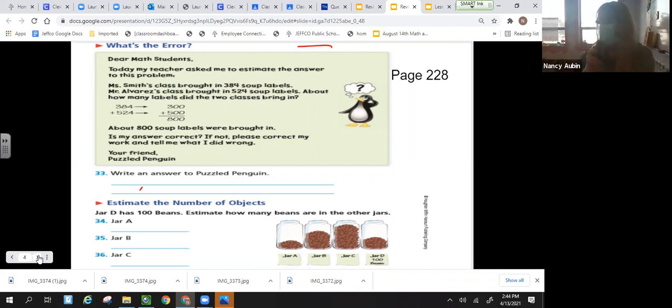Dear math students, today my teacher asked me to estimate the answer to this problem. Miss Smith's class brought in 384 soup labels. Mr. Alvarez's class brought in 524 soup labels. About how many labels did the two classes bring in? 384 rounds to 300, 524 rounds to 500. 300 plus 500 equals 800. About 800 soup labels were brought in. Is my answer correct? If not, please correct my work and tell me what I did wrong. Your friend, Puzzled Penguin. Now you guys share.